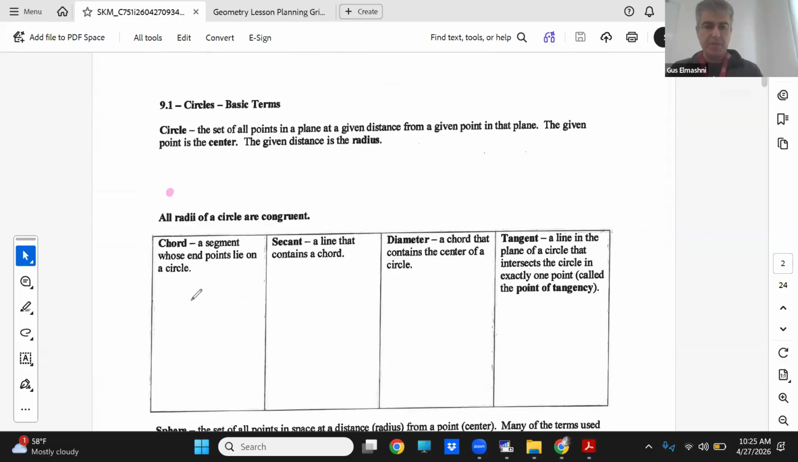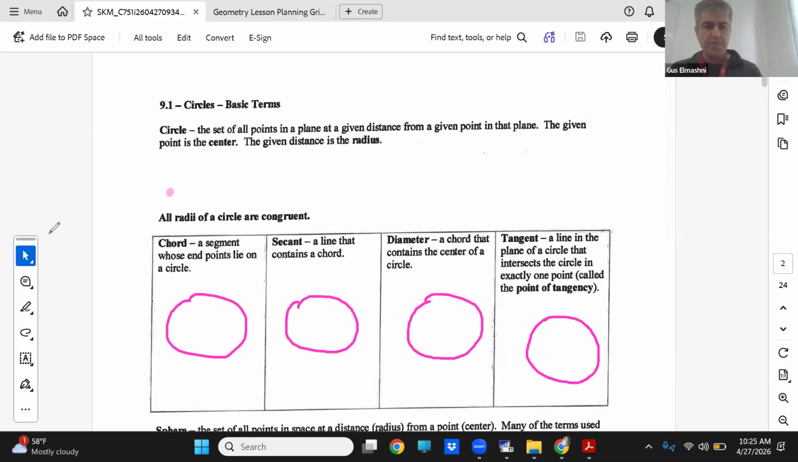Switch back to this here. So circle. Do my best job drawing a circle. So that's a chord. That's a secant. That's a diameter. And of course, that's a tangent. So be familiar and comfortable with these terms.